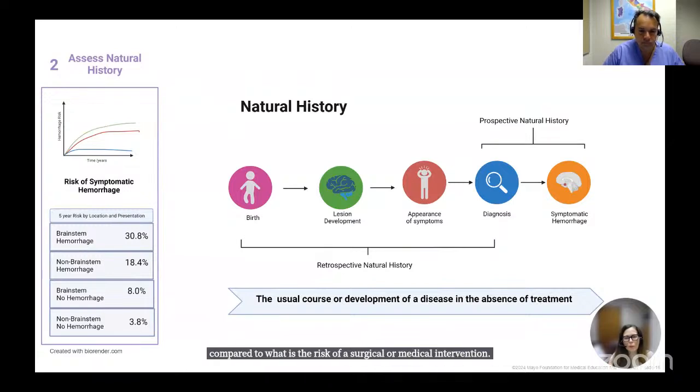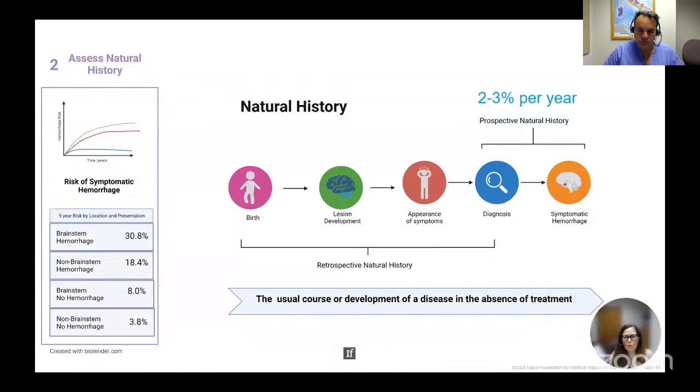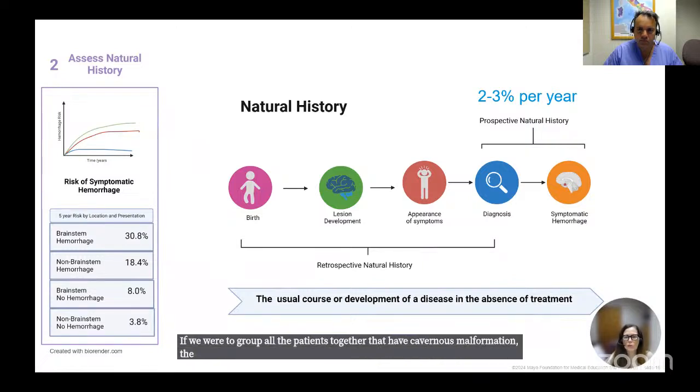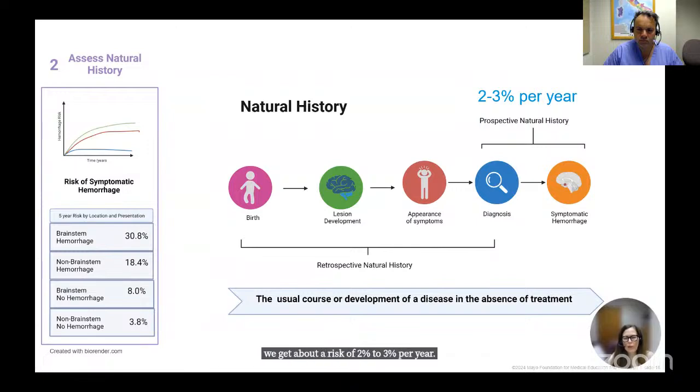It used to be we looked at retrospective natural history, assuming that the lesion was present since birth. However, we now know that that is not true. And so now we're really focused on this prospective natural history from the time of diagnosis to the time of some future event like symptomatic hemorrhage. If we were to group all the patients together that have cavernous malformation, the incidental group, those with symptoms, we get about a risk of 2 to 3% per year. However, we can further stratify this risk with some other features.